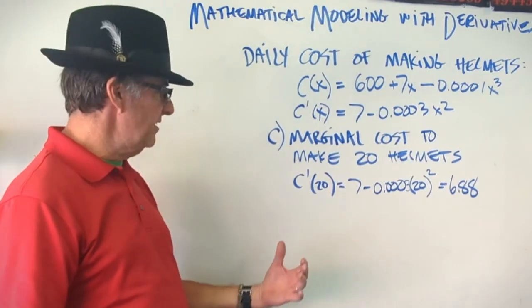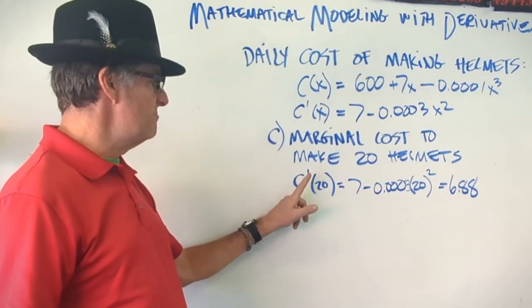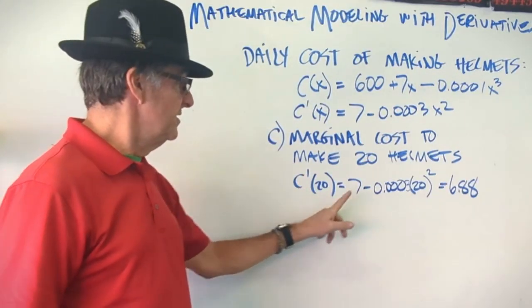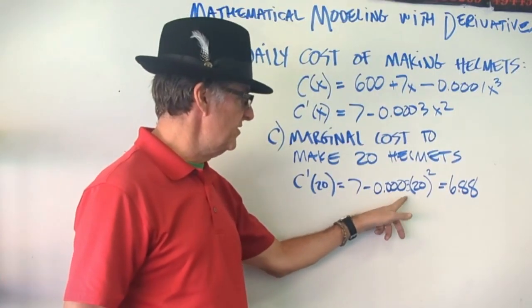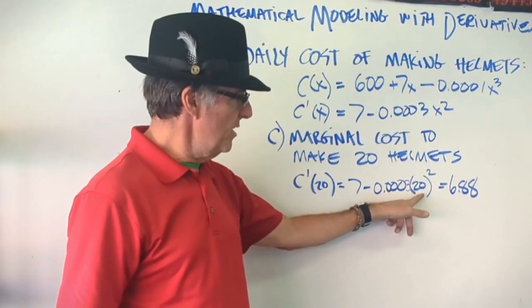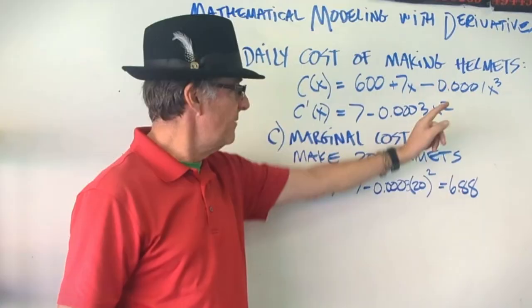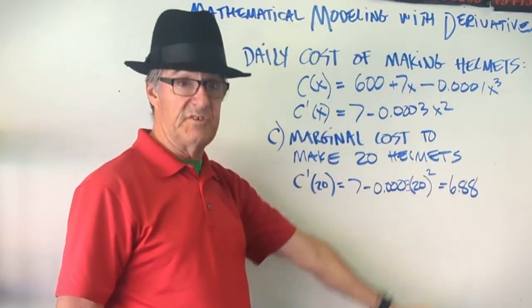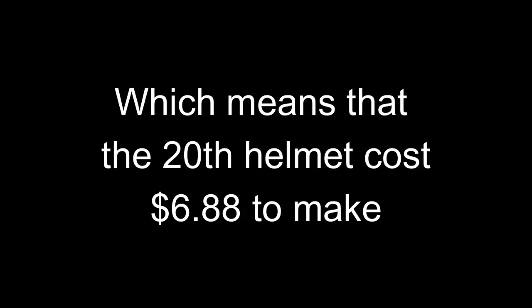This is a straightforward plug-in. I just plugged 20 helmets into my derivative function, 7 minus 0.0003, 20 to the second power, plugging in my x, and that gives me 6.88.